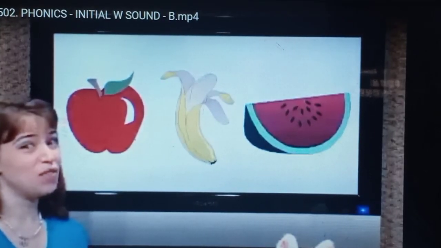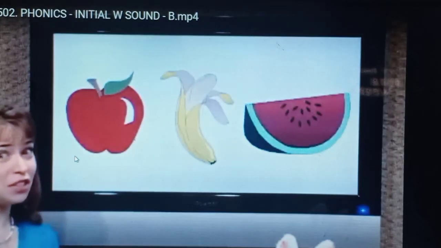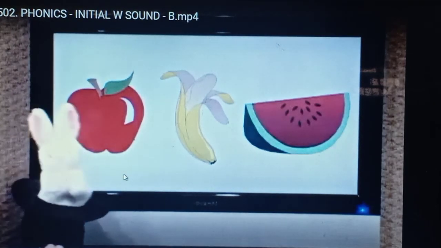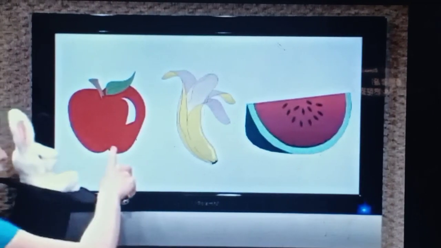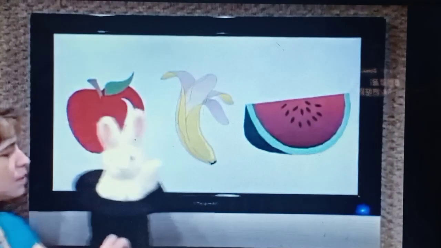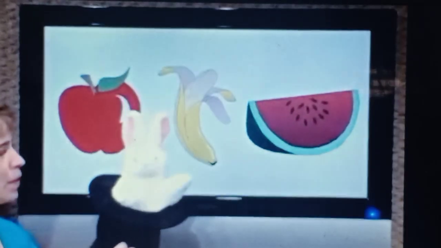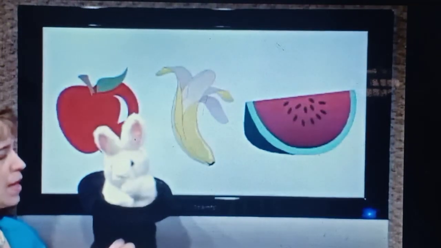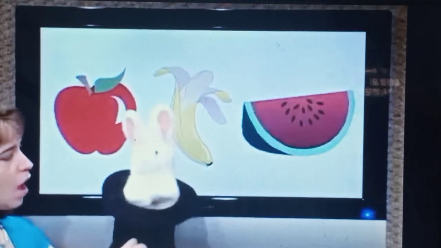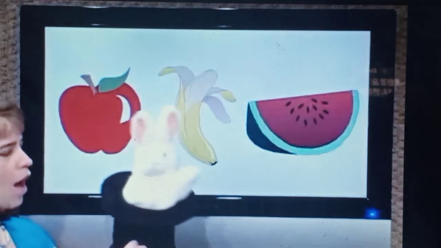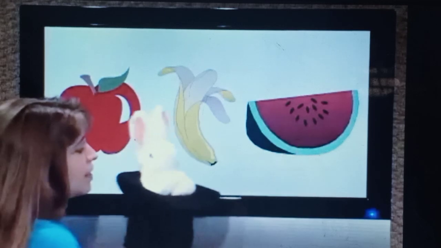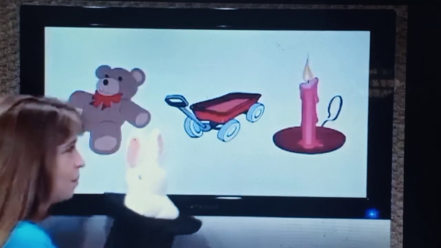Let's read Acellus language arts. Let's see. Can you find the picture? Magic Rabbit will help us. Sure. Alright. We have apple, banana, and watermelon. Do you hear the W sound? Apple? No. Banana? No. Watermelon? I hear it at the beginning of watermelon. Do you hear? Alright. So watermelon starts with the W sound.